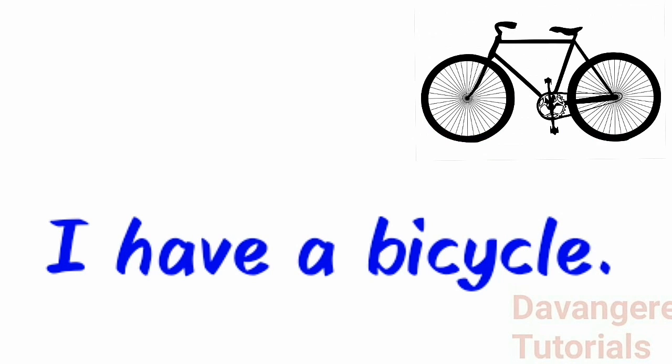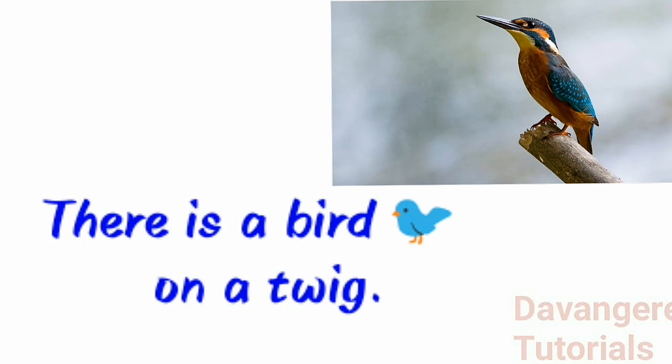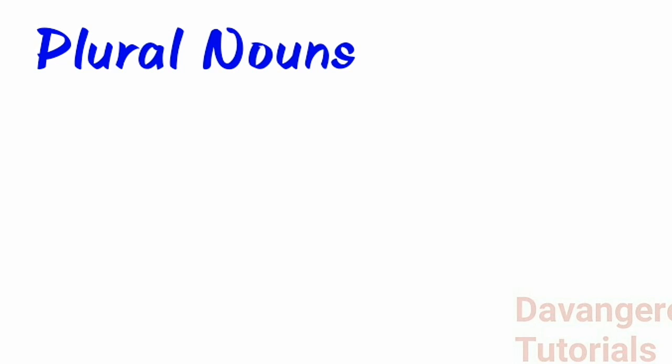I have a bicycle. A bicycle is singular. There's a board on a twig. A board, a twig are singulars.